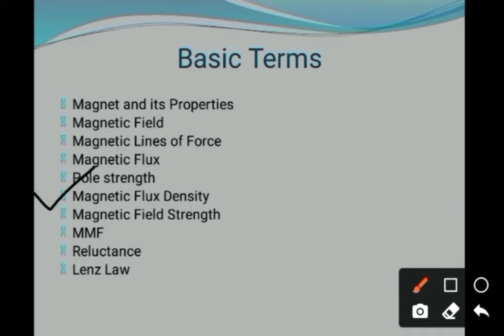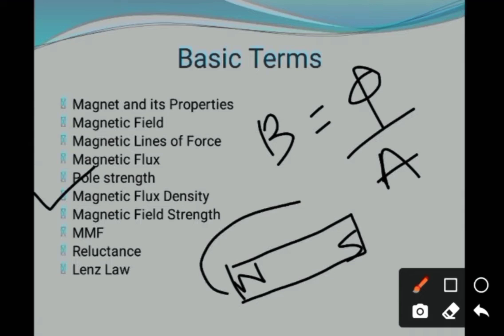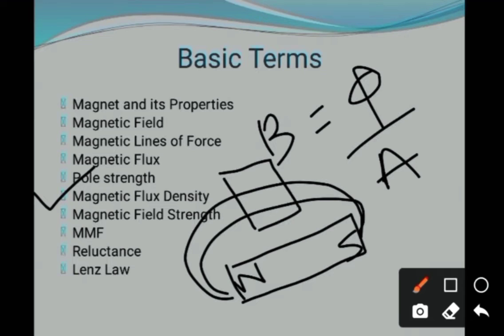Firstly, mathematically it is defined as B is equal to phi divided by A. We understand this concept with the help of an example. This is the magnet with N and S pole, and these are the magnetic lines of force. Magnetic flux density is defined as the number of magnetic lines of force passing per unit area.